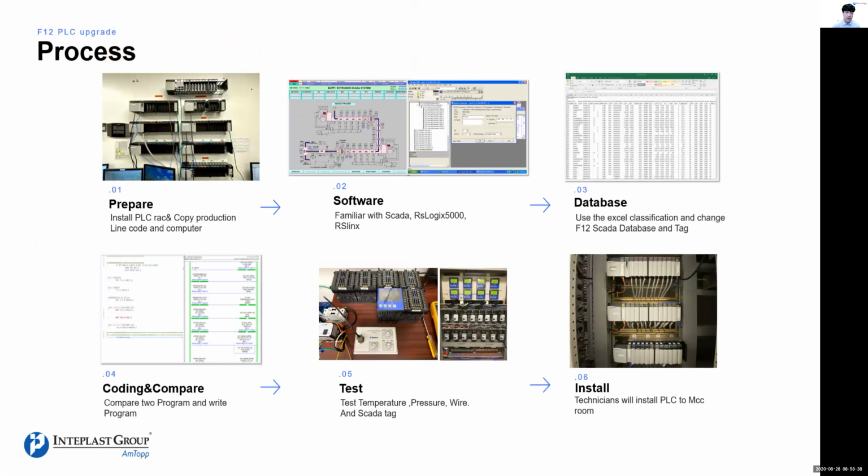Upgrading the PLC requires a lot of steps. First, you need to install the PLC and copy the PC from the production line to change the working environment into a more efficient production line. And then you need to be familiar with the software, for example, SCADA or RSLogix or RSLinx. Then you need to use Excel to convert all the databases to a new database. Then you write the code, compare with the old program, and write down the new program. Then this step is almost done. The next step is to test the wire, thermometer, and pressure gauge, and make sure SCADA displays the correct value on the screen, then install it when shut down.